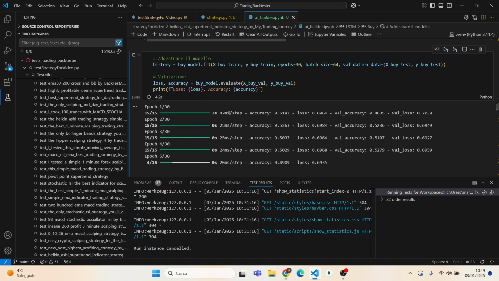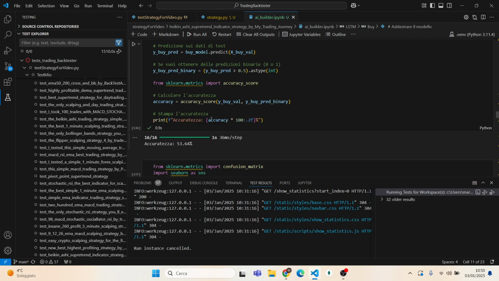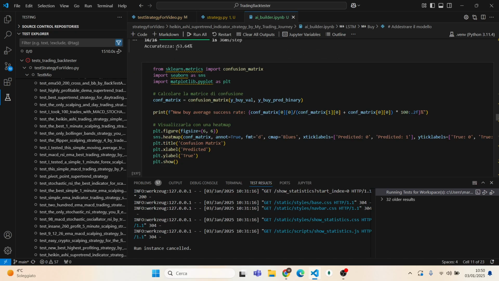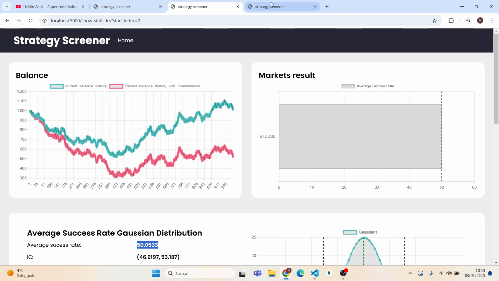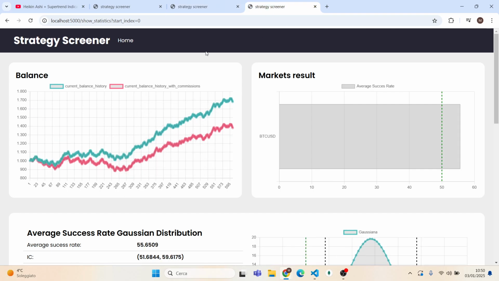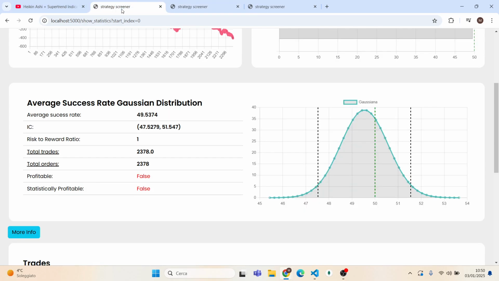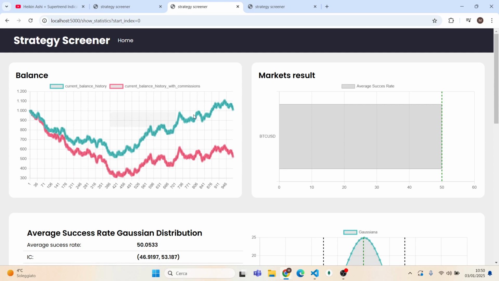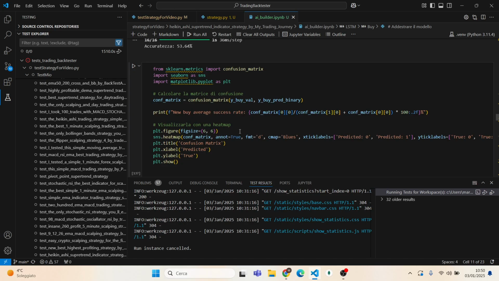So let's see. Okay, as we can see, we obtained an accuracy of 53.74. I remind you that this is not the average success rate. The accuracy is one thing, the average success rate is another one. So now we are going to see the real average success rate, and this accuracy refers to the validation dataset. Not this one. This dataset is the train, and this is the validation, so the data the software has never seen.